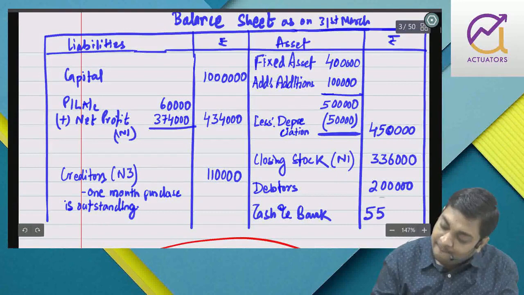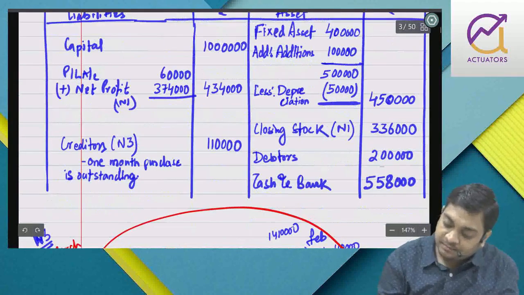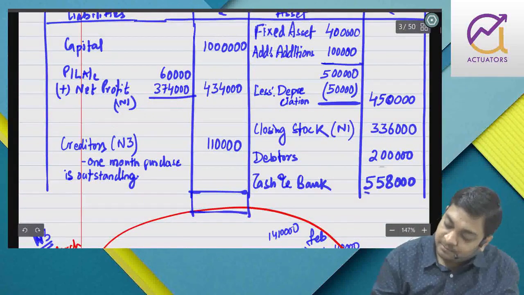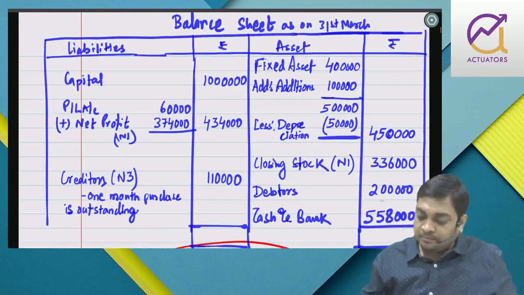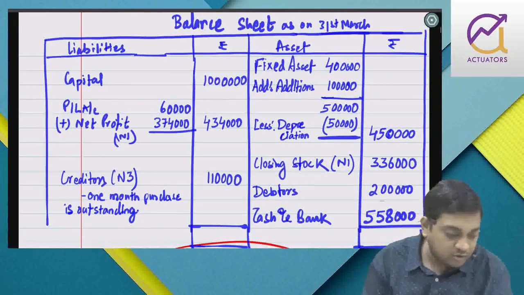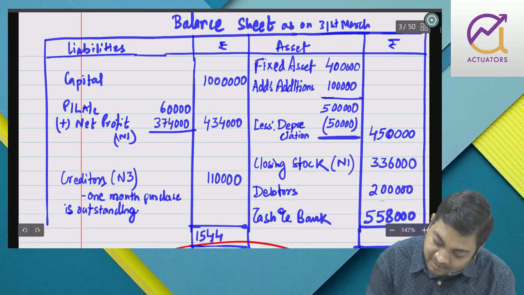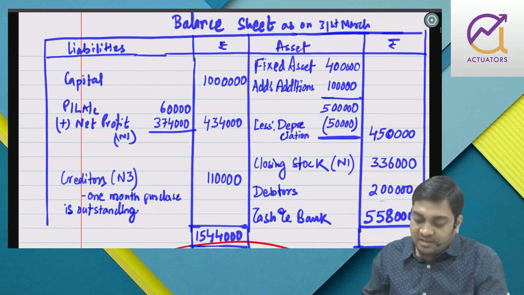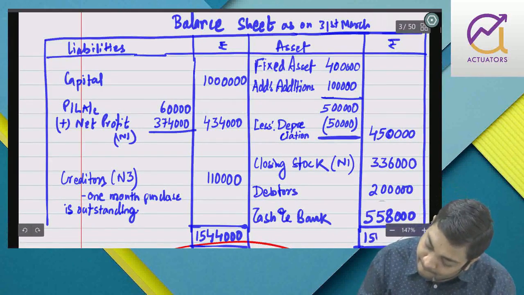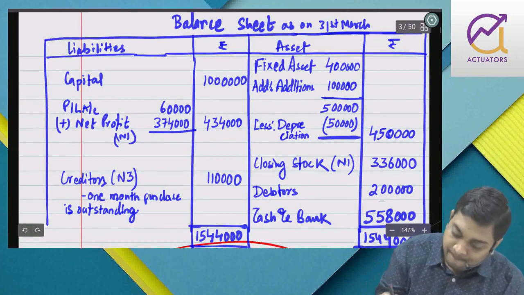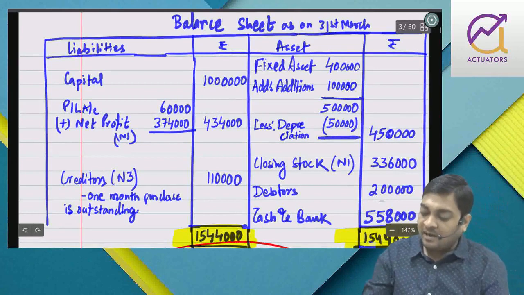It is 5,58,000. Now you see the balance sheet total. How much? 15 lakh 44,000. And just do the asset side. It is 4 lakh 50 plus 3 lakh 36 plus 2 lakh plus 558. Ten on 10.